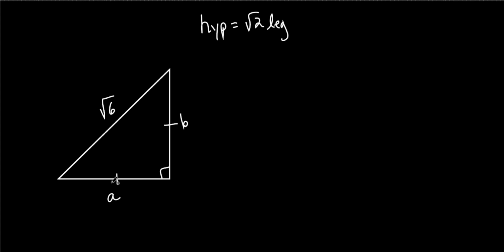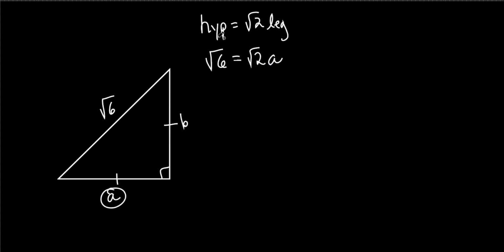Right, this time, instead of multiplying by the square root of 2, what are we going to do? We're going to divide by the square root of 2. And why is that true? Well, let's use our little formula up here and show it. So that's good. I'm glad you saw the division. All right, so what's the hypotenuse? Square root of 6 equals square root of 2 times one of the legs. Which leg do you want to solve for? Let's solve for A.